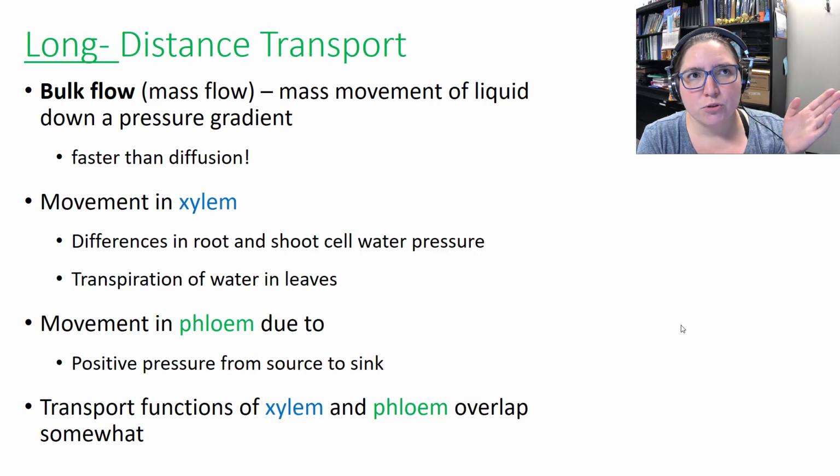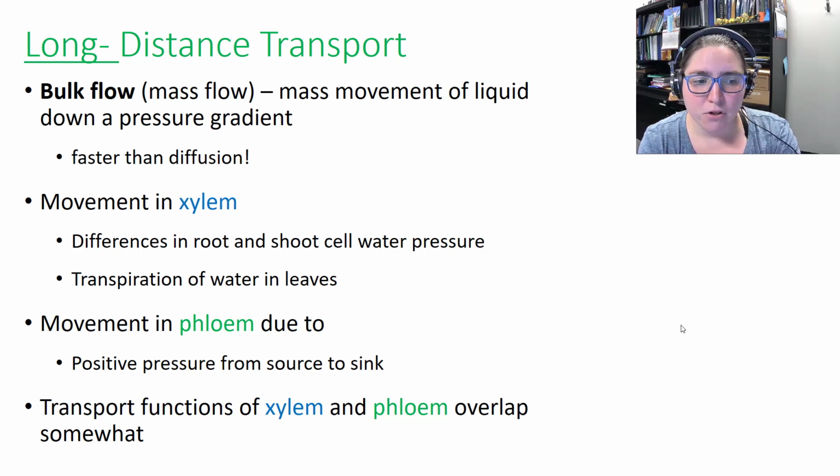So we made it from short distance transport to tissue level transport, and now we're going to talk about long distance transport. That would be something like bulk flow, or mass flow is something else we could call that. This is when you have a large volume of liquids moving down a pressure gradient. This happens faster than diffusion and over longer distances than diffusion.